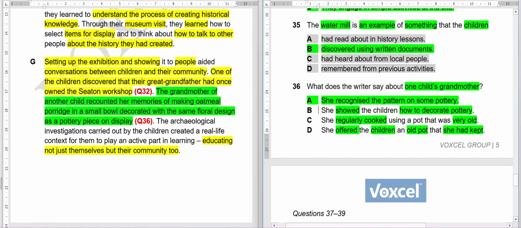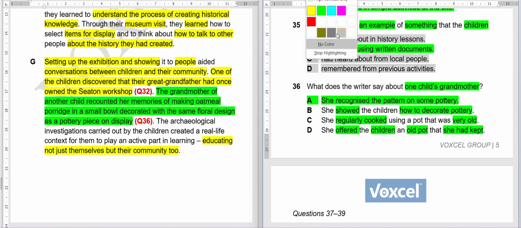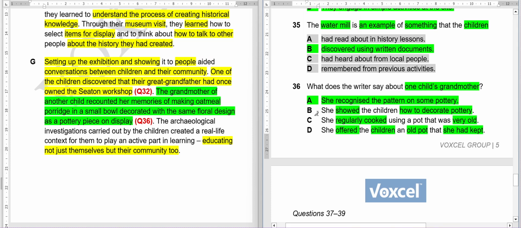Okay, so why are the other options, if you have marked them, not the answer? Because there is no mention that she showed children or she taught children how to decorate. There is no mention of any old pot she cooked in, or that she gave children anything. So she recounted her memories making oatmeal in a small bowl with the same floral design. I hope it is clear.